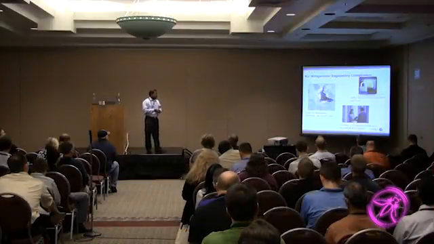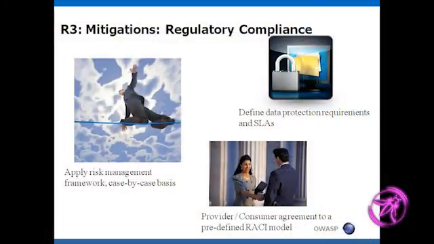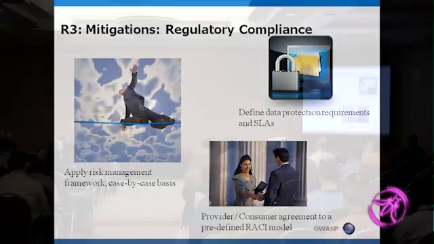So the mitigation again is to apply a risk management framework on a case by case basis. It may or may not make sense to move a SOX or a HIPAA application into the public cloud, and come up with a predefined RACI model. Again, some of these mitigations may fix multiple risks or at least manage multiple risks. Define data protection requirements and SLAs. Let's say if there is SOX, then you need to implement separation of duties and so on and so forth.